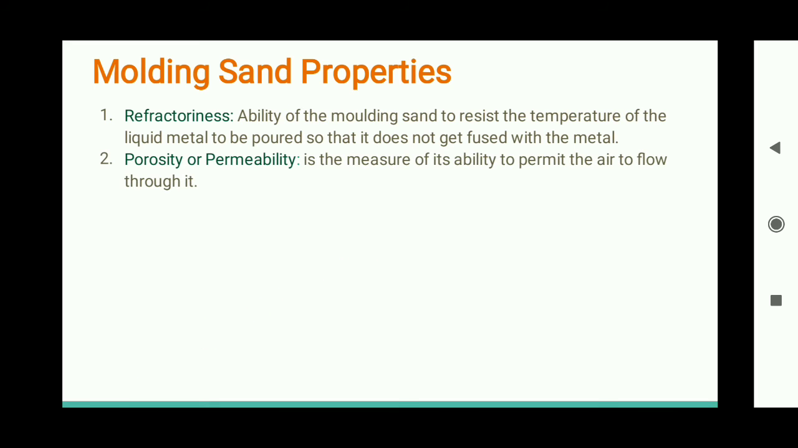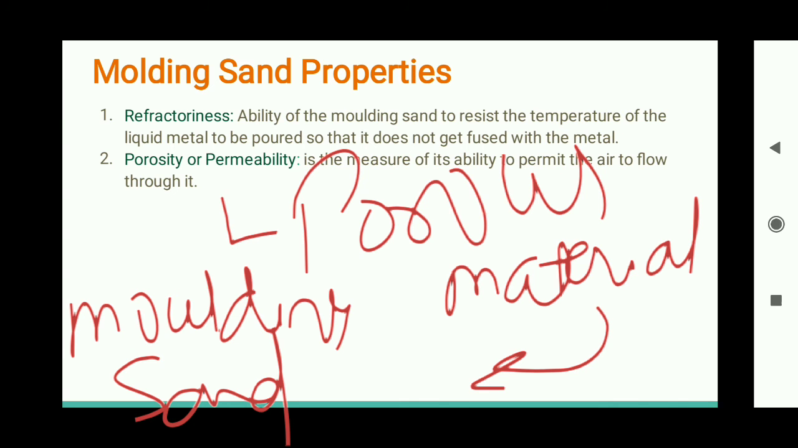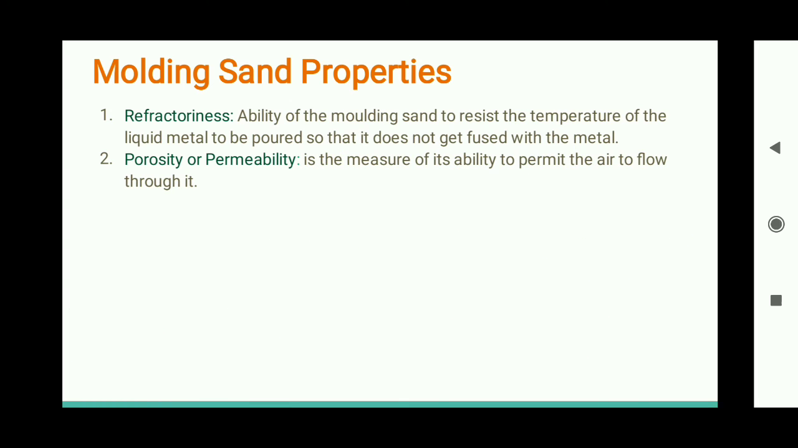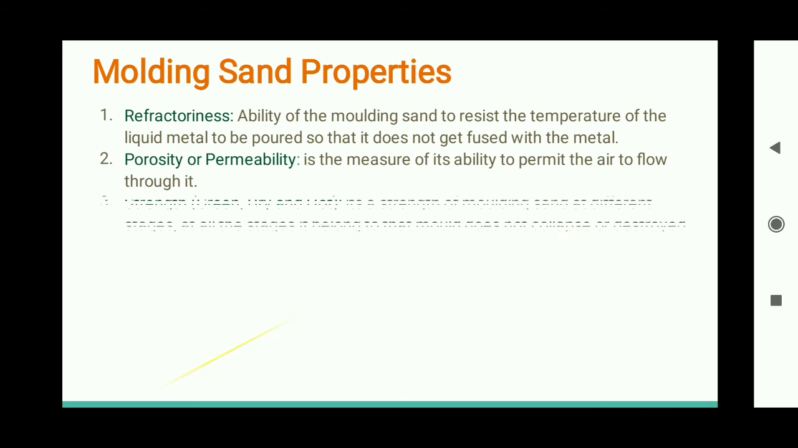Next is porosity and permeability. Porosity means gases or air entrapped in the mold cavity. During pouring and the subsequent solidification of a casting, a large amount of gases and steam is generated. Air is absorbed from the atmosphere and steam is generated by the molding sand. If these gases are not allowed to escape from the mold, they would be entrapped inside the casting and cause the casting defect called porosity. To overcome this problem, the molding material must be porous, meaning there are small holes through which the air can vent. That we call permeability. Next is strength.